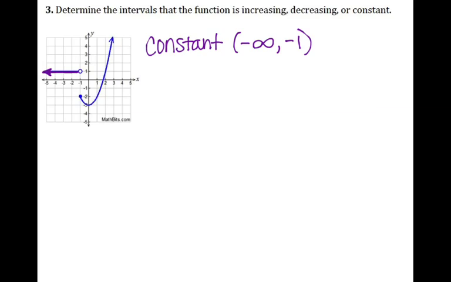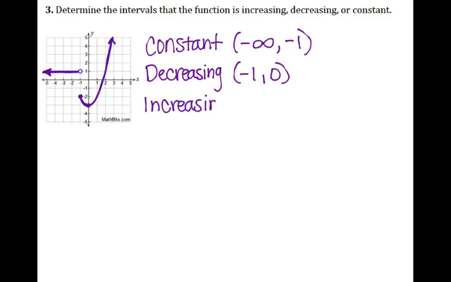So negative infinity up to negative 1. And then as I continue, my graph is going down, and then at this point it turns and starts to go back up. When it's going down, that's decreasing. So my interval for decreasing is going from negative 1 to 0. And my interval for increasing goes from 0 to infinity.